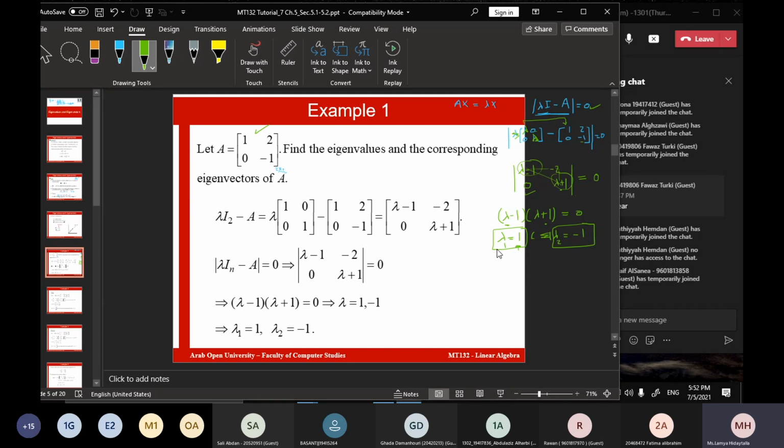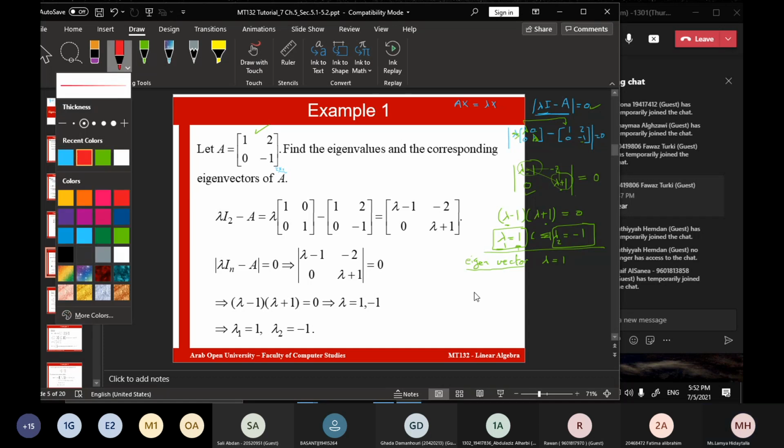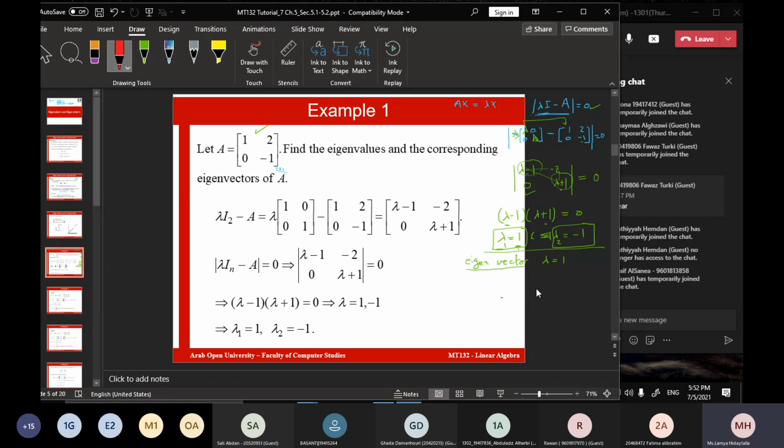So we start first with lambda equal to 1. So we need now to evaluate the eigenvector. For what? For the case lambda equal to 1. Okay, how do we proceed? How do we find the eigenvector? What we do is come back and substitute where? In our equation.